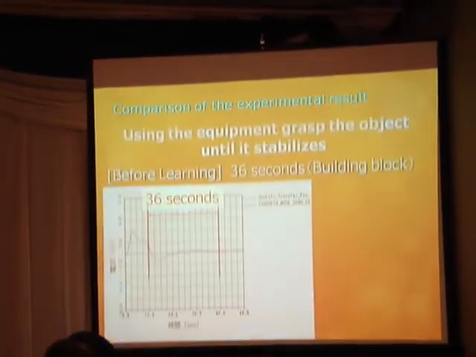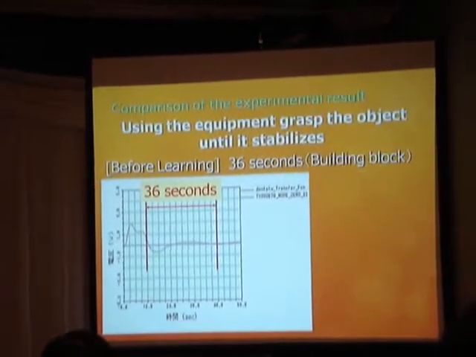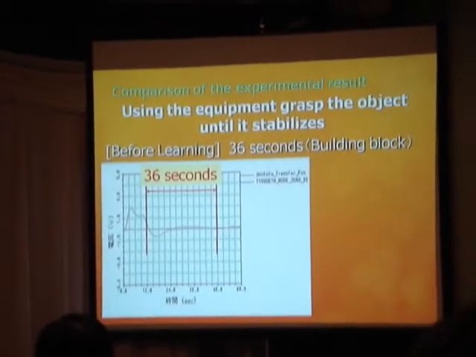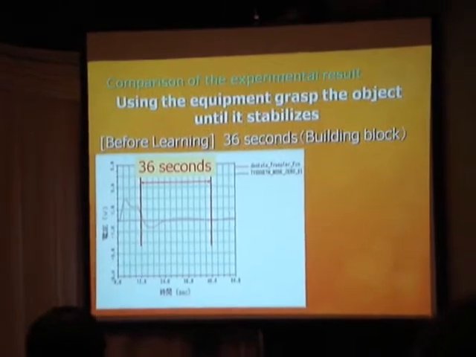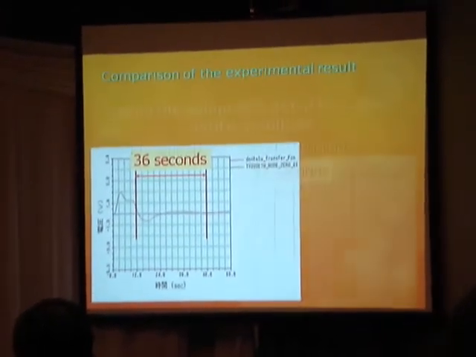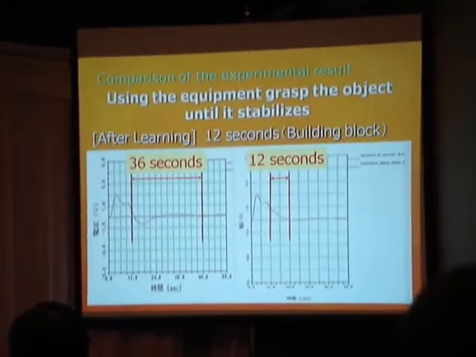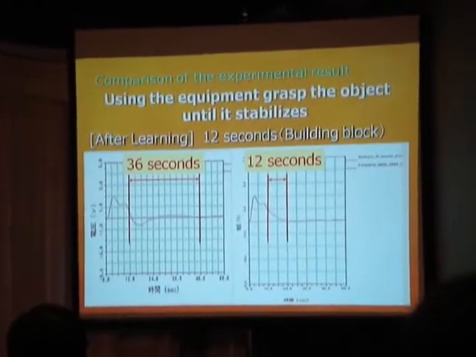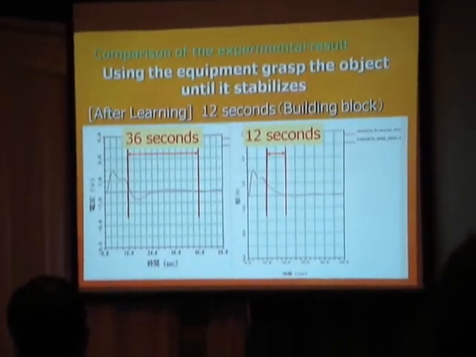Next, I compare the experimental results by time. At first, I compare the time taken for the equipment to grasp the object until it stabilizes. The time it took before learning is 36 seconds, and after learning it took 12 seconds. Therefore, the convergence time becomes 1/3.